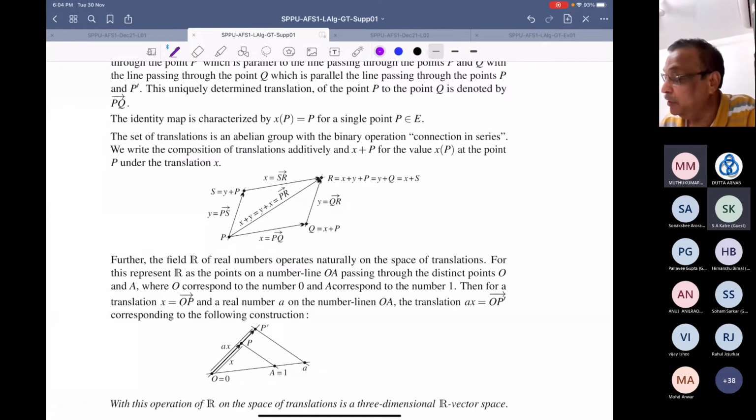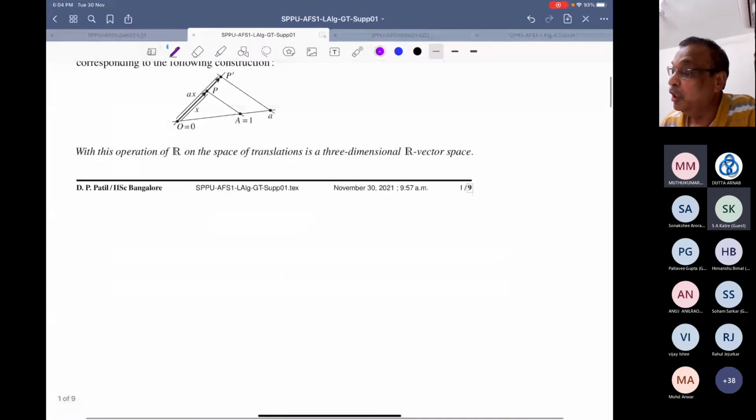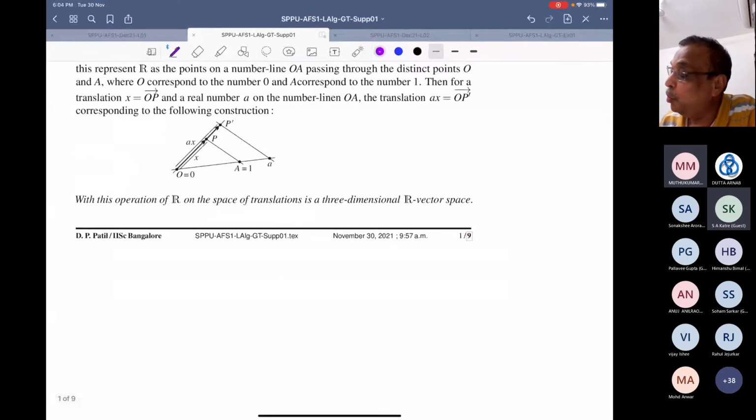And then we constructed something. So first of all, therefore, with this we got an operation on real numbers.